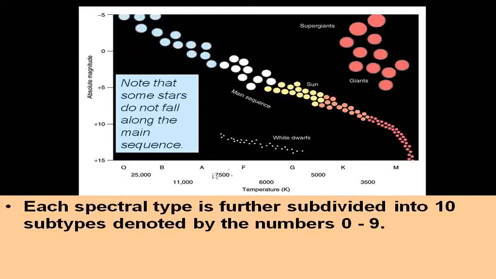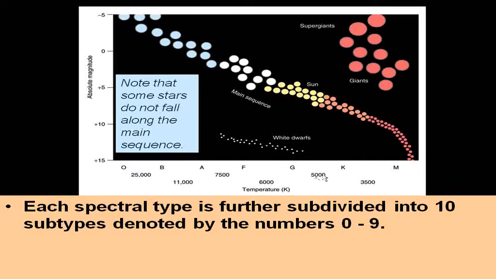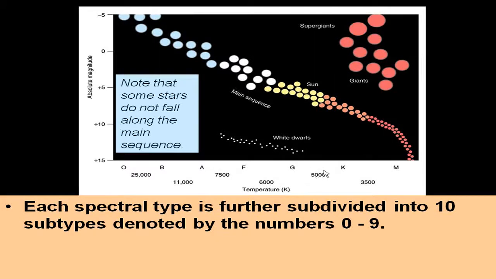We have these spectral types: O, B, A, F, G, K, M. The hottest temperature being around 25,000 K on the surface, our Sun being around 6,000 K, and getting down to the red dwarfs, which might be around 3,000 K.